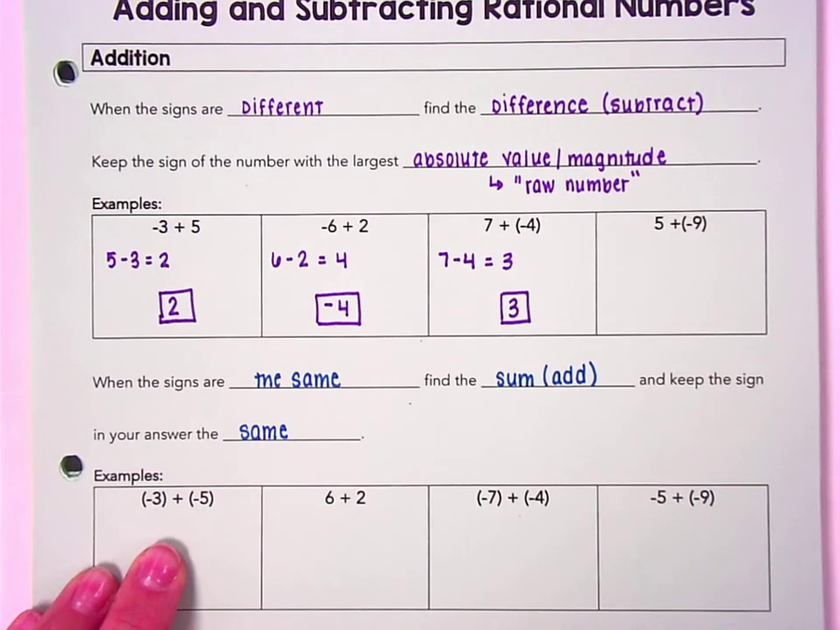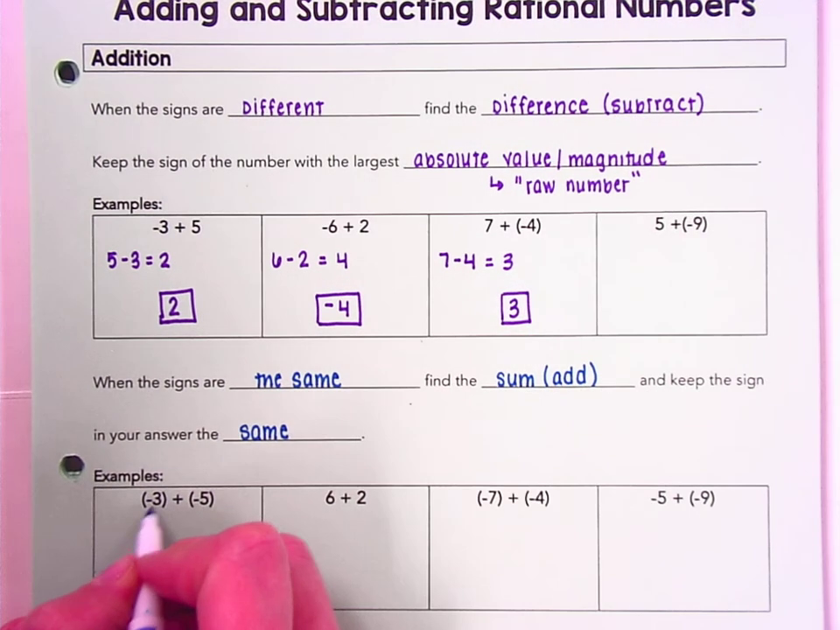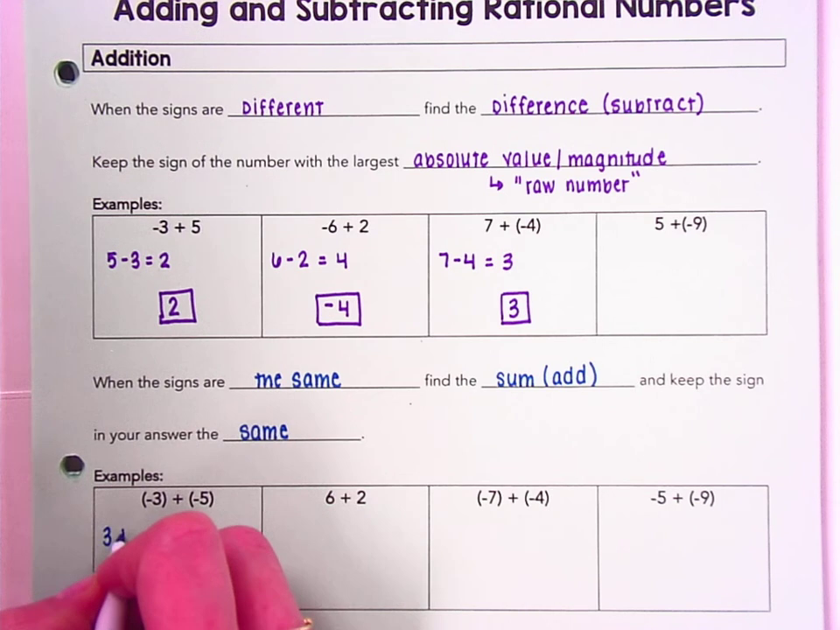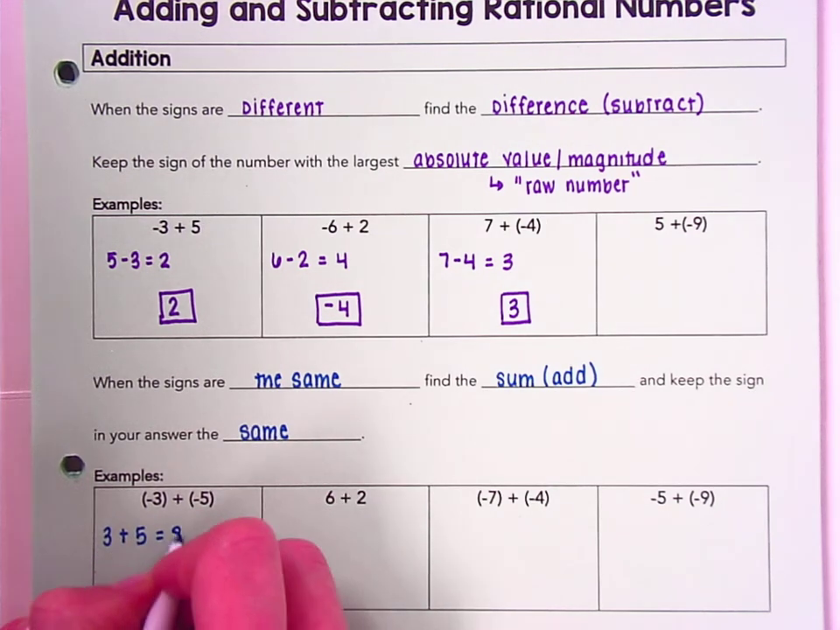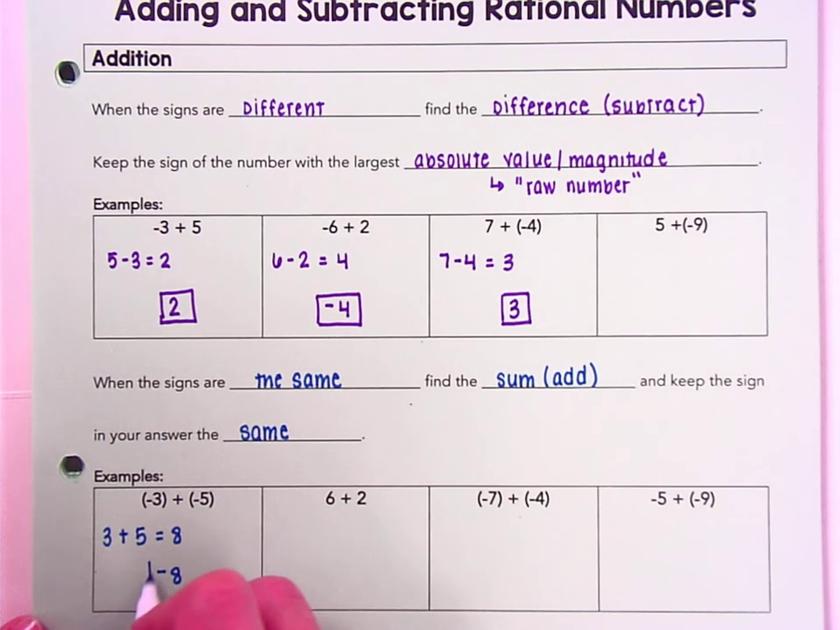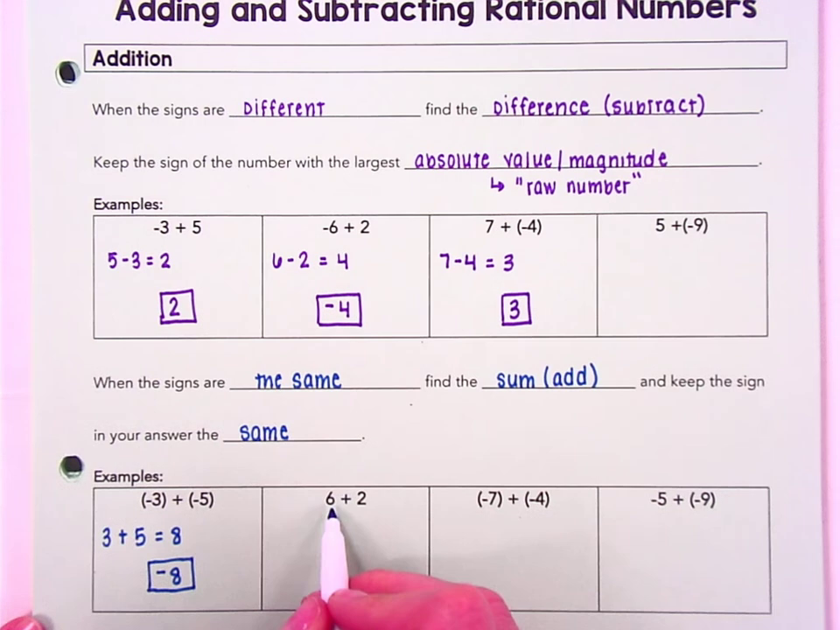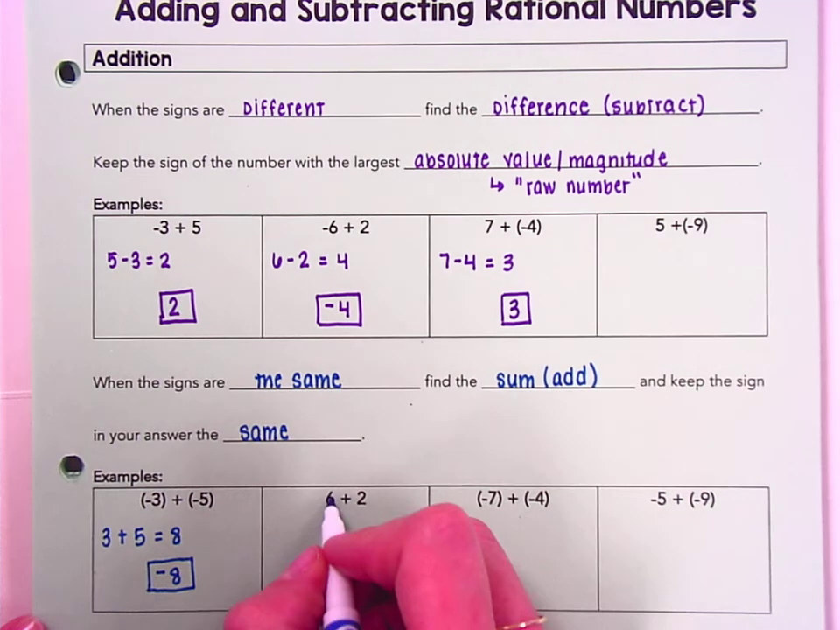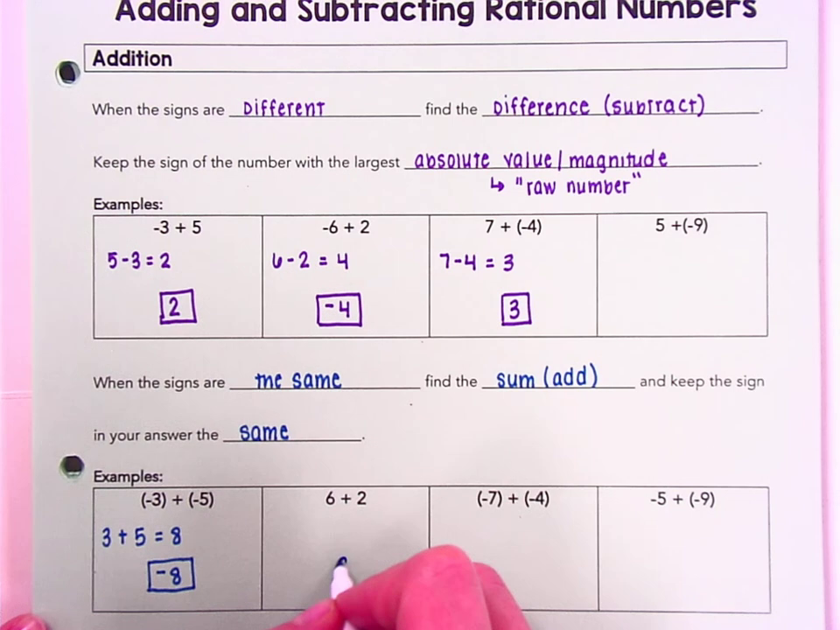So in the first example down here, negative 3 plus negative 5, we're still going to add our numbers as normal. So 3 plus 5, which we know is 8. And because both of these numbers are negative, we'll keep our answer negative as well. Again, here we're adding two positive numbers, so our signs are the same. So we'll simply add as we normally would. 6 plus 2 is equal to 8.